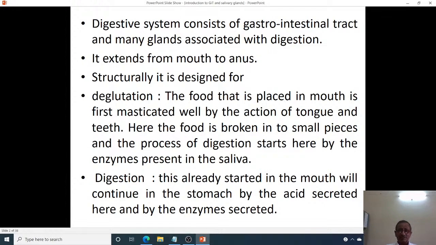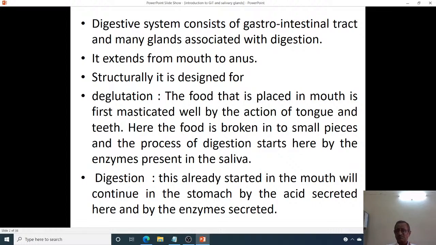Structurally, it is designed for its functions. So, what are its functions and how is it designed to accommodate those functions? Its functions, number one is degradation. So that is solid. The food that is placed in the mouth is first masticated by the action of tongue and teeth. Here the food is broken into small pieces, and the process of digestion starts here by the enzymes present in the saliva. So the first function of this gastrointestinal tract is degradation, which is starting in the mouth.